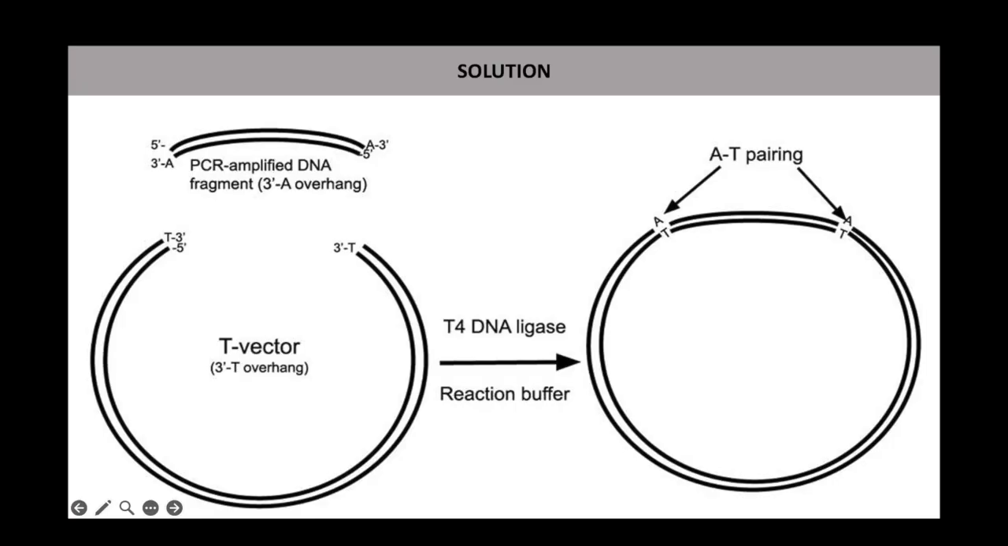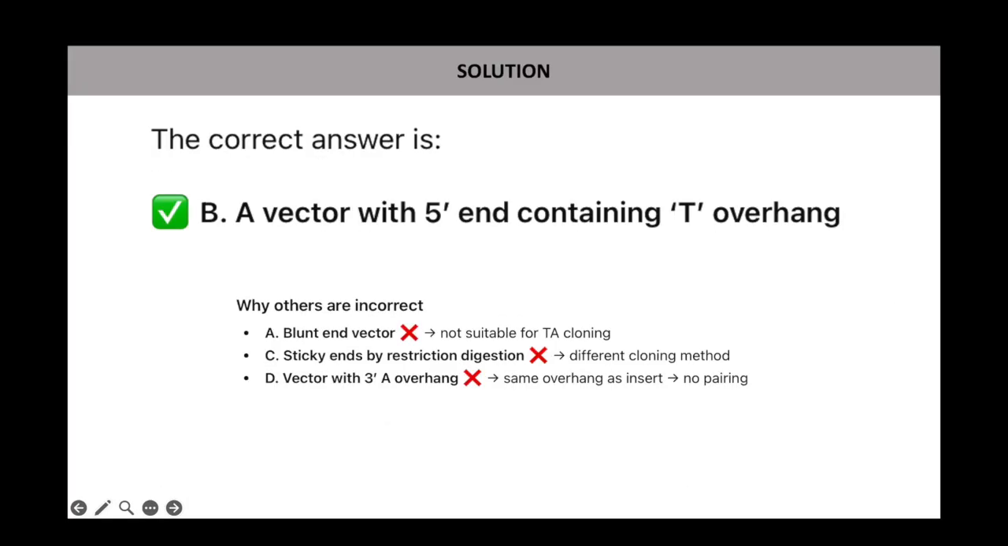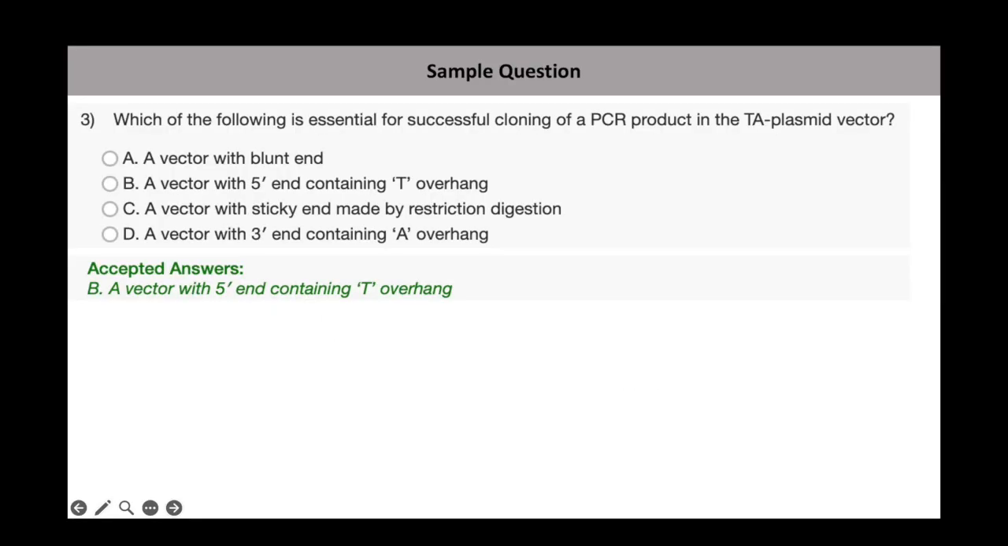Now, coming back to our question, talking about the options that were given. For successful cloning of a PCR product, a vector with blunt end, no. If a vector is blunt end, there will be no base pairing between T and A, and the concept is the presence of overhangs of T and A in insert and vector. So option A is incorrect.